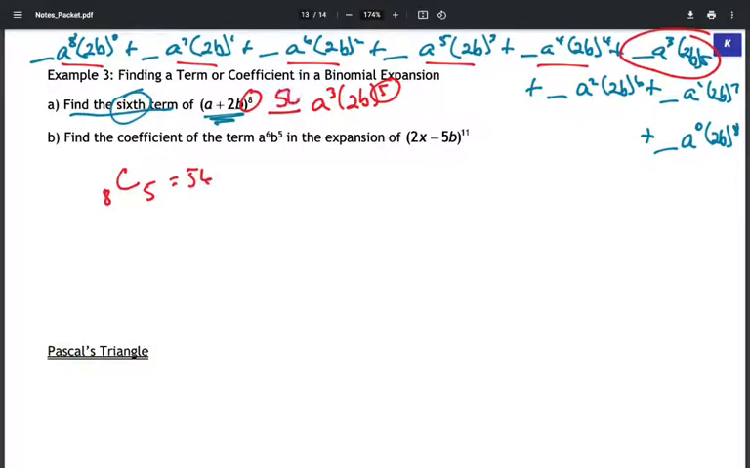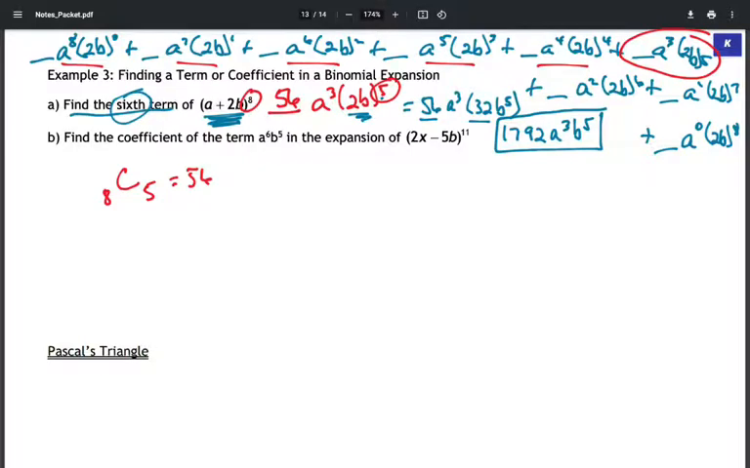So that means that this coefficient right here will be 56. Now I still need to simplify this out. So we've got 56a to the 3rd. I still have to raise 2b to the 5th power, which will be 32b to the 5th power. And then I still need to multiply the 56 and the 32 together. And when I do that, I get 1,792a to the 3rd b to the 5th power. So that would be the 6th term whenever I expand this (a + 2b) to the 8th power out.